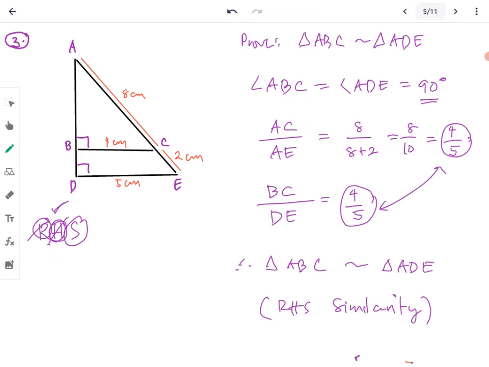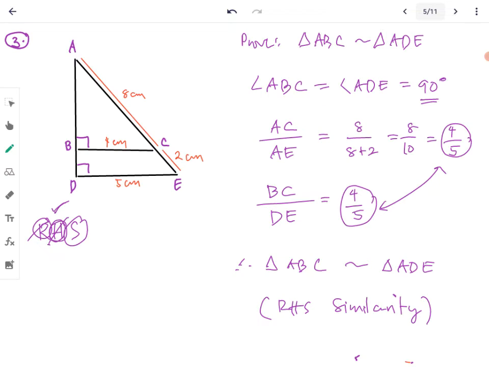Okay, that's all for proving triangle similarity. The tip is that you try to match the given measures in the figure to the four similarity tests. If it's not a right triangle, you cannot use RHS. If all three sides are not given, you cannot use SSS. So you just try to match the given problem to the similarity tests.